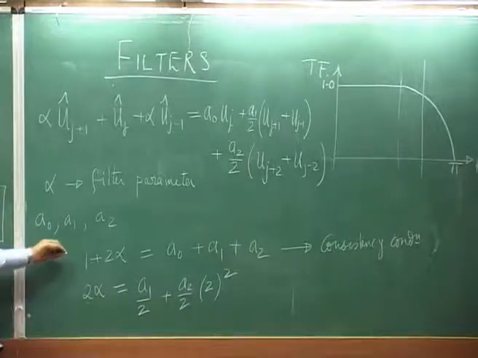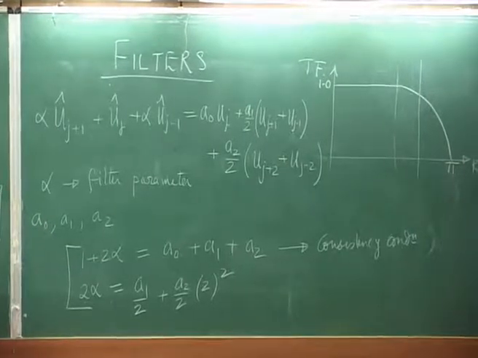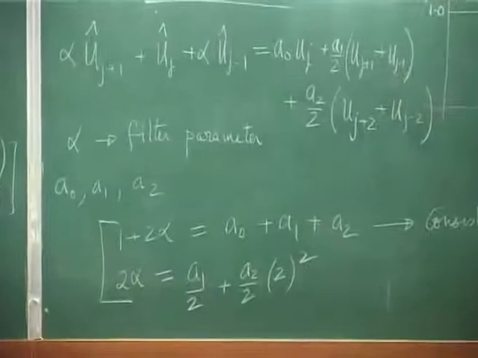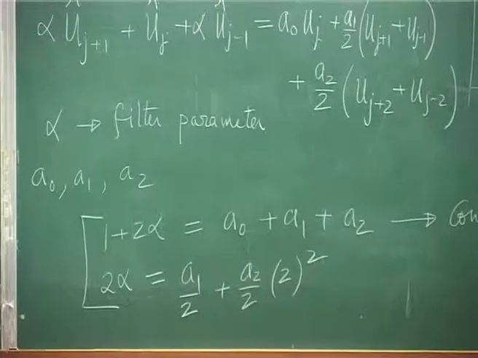So, for the next higher order filter, you would be satisfying these two equations, and then what remains to be done? Forcing the transfer function at the Nyquist limit equal to 0 will give you the third equation, and then you will be solving those 3 equations to fix A0, A1, A2 in terms of alpha. In fact, let me give you this reference where all these coefficients as a function of alpha are given.